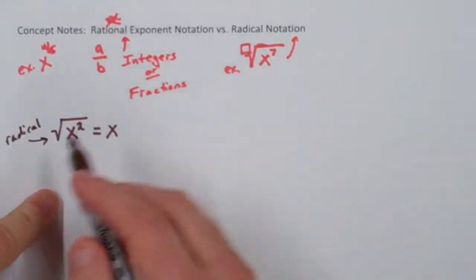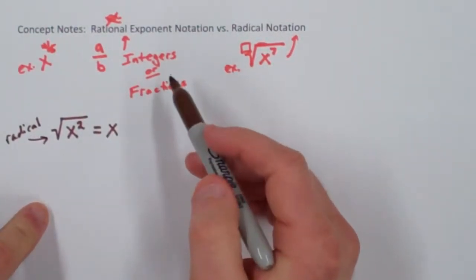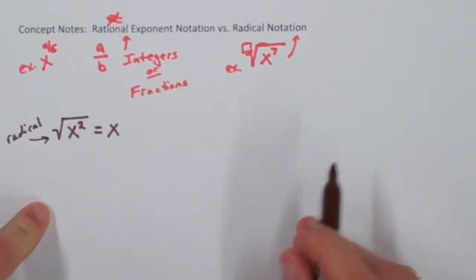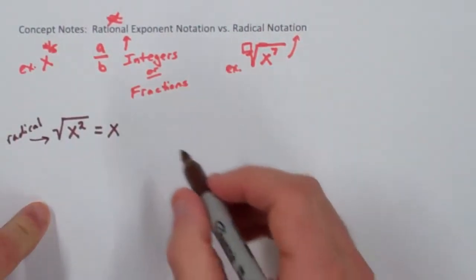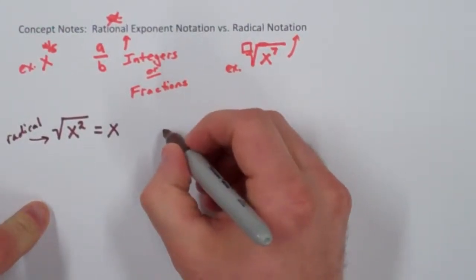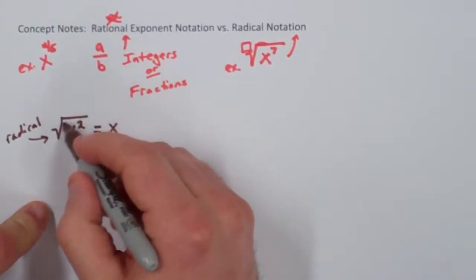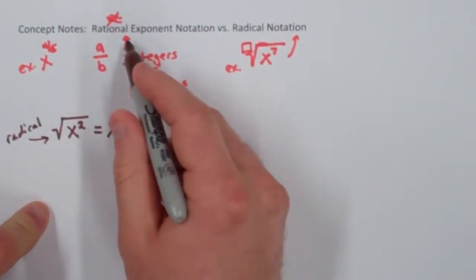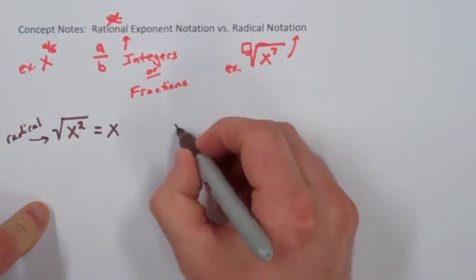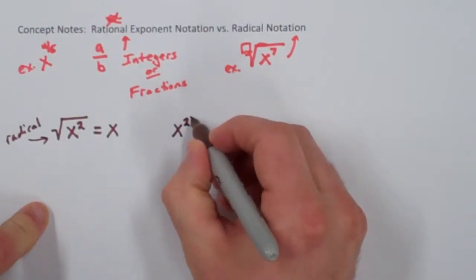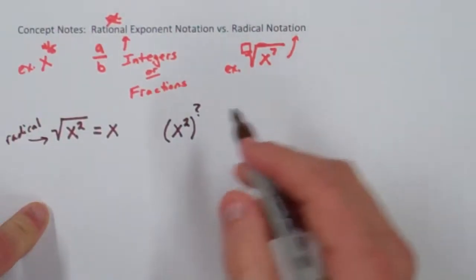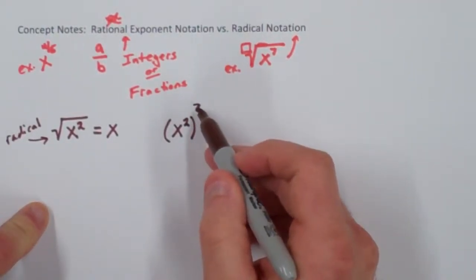So I'll put a little radical right here. What we want to do is start to see how we can change this radical notation into rational exponent notation, and then we'll go the other way as well. So what we want to ask is, how can I deal with this radical sign? How do I change it into rational exponent notation? We know this is true. So if we have x squared, and we change that radical sign into some kind of, I'll put a question mark up there, some exponent, what is that?